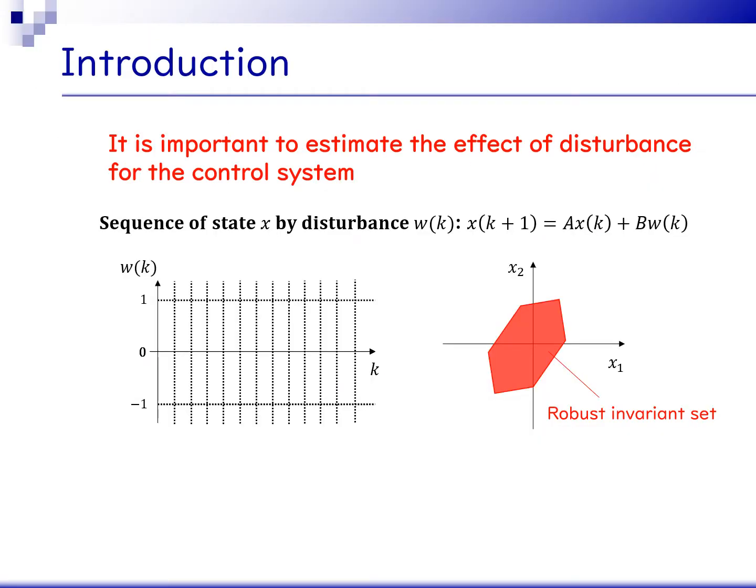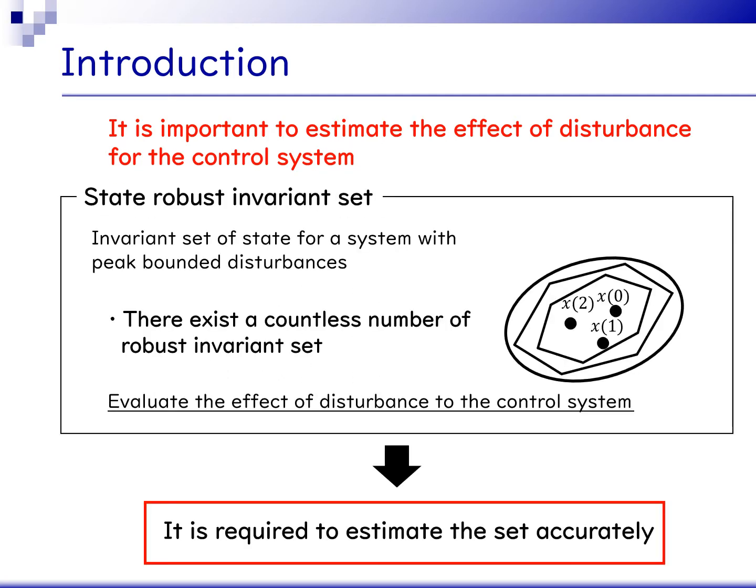It is important to estimate the effect of disturbance for the control system. This slide shows the sequence of the state by disturbance. When disturbance is peak-bounded, then the state is in a robust invariant set. The robust invariant set is useful for estimating the effect of disturbance for the control system.